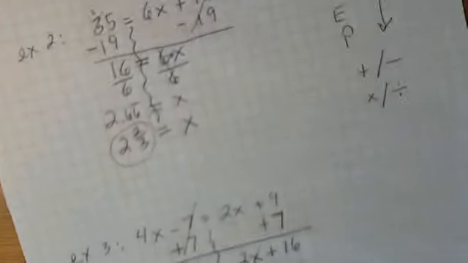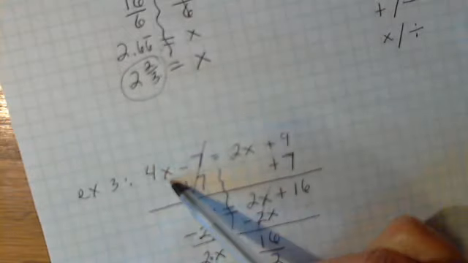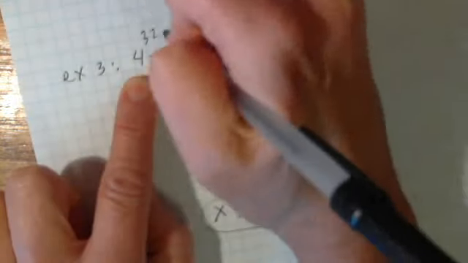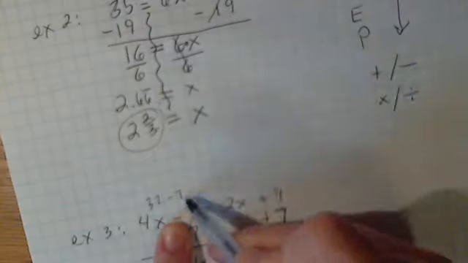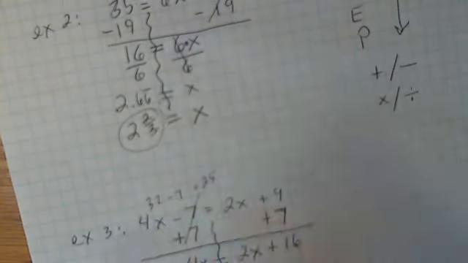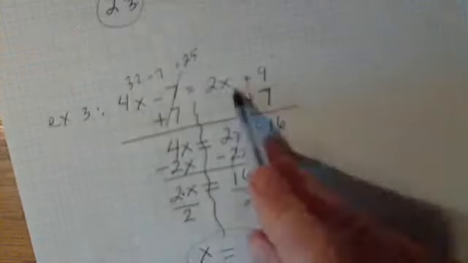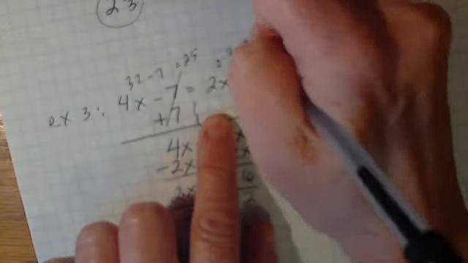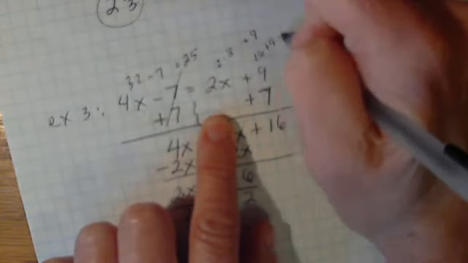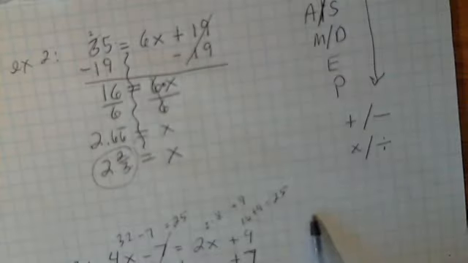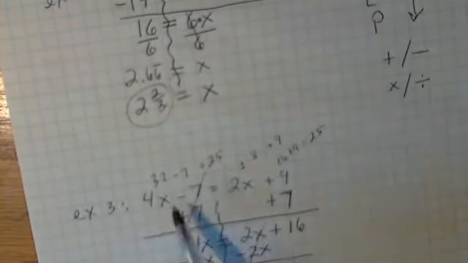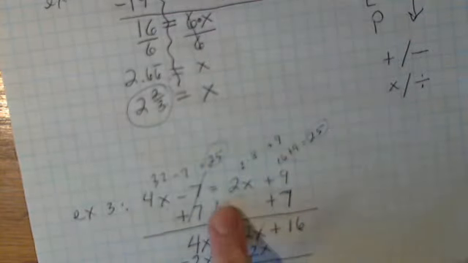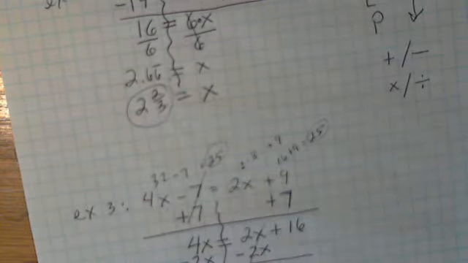Why? Well, check it out with me mentally. 4 times 8, put the 8 in for x. 4 times 8, that's 32 minus 7. 32 minus 7 equals 25. Now I have an x on the other side also. If I put my 8 in there, I get 2 times 8 plus 9. That's 16 plus 9. Hold on, that's 25 also. When I check 8 in both sides of my equation, I get equal answers on both sides. I get the one number that makes this equation a true statement.